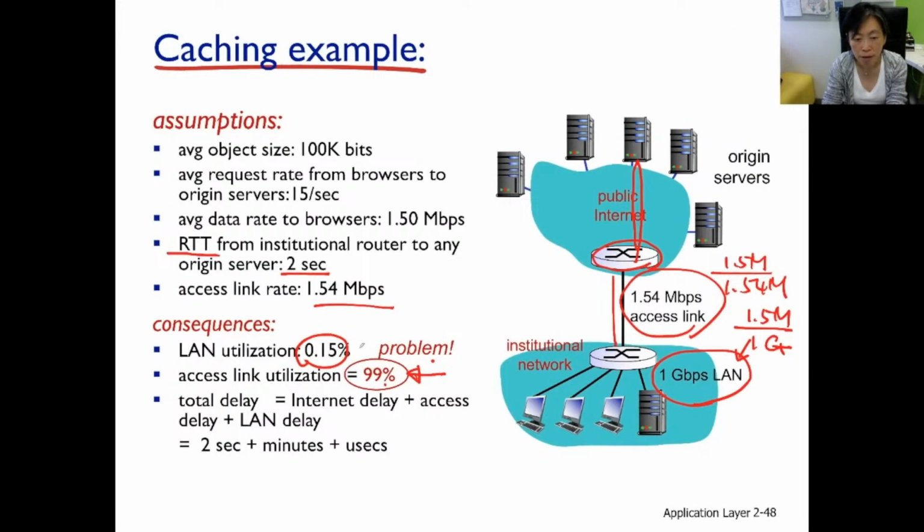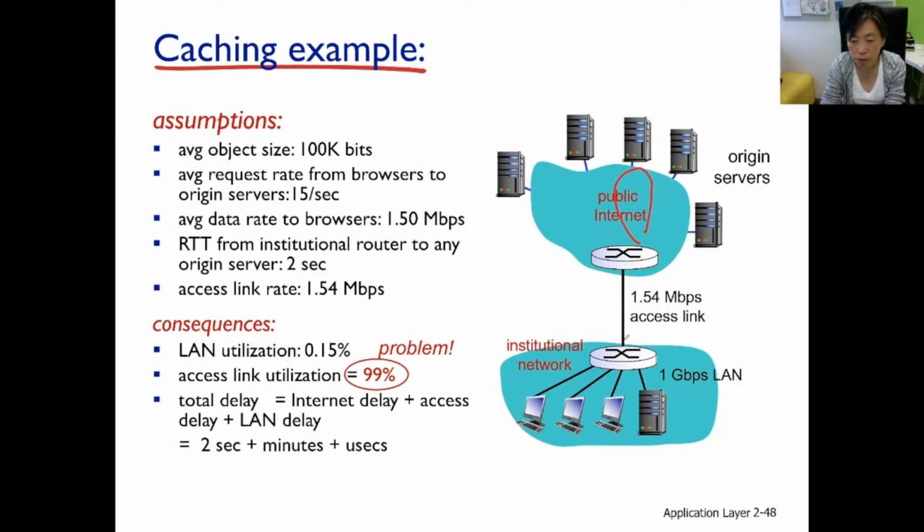Let's come back here. Therefore, if we want to calculate the total delay of web request and object download, it will be round-trip delay here, plus round-trip delay here, plus round-trip delay here. 3 components: internet delay, access delay, and LAN delay. Internet delay, we already defined it. Just make it simple. Just say that it's only 2 seconds. But hey, here, fully utilized link with high queuing delay, it's going to be very long. Let's just say that it takes minutes. It could be even higher.